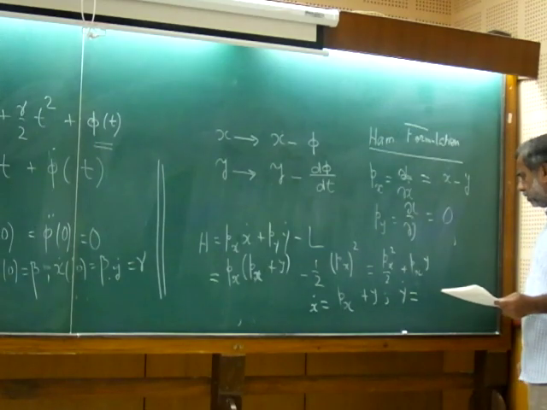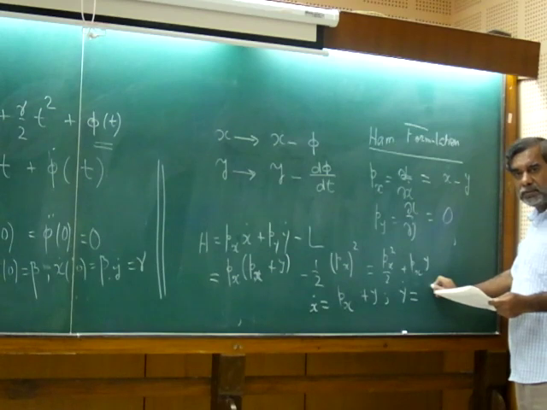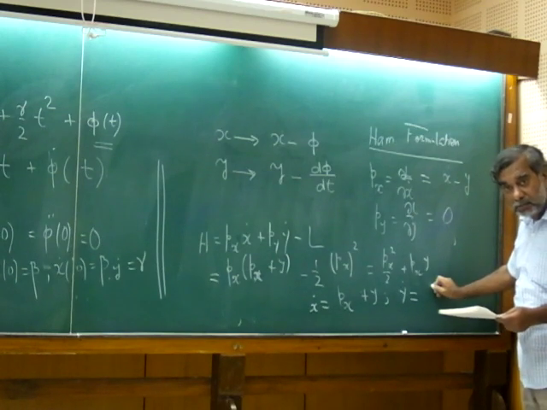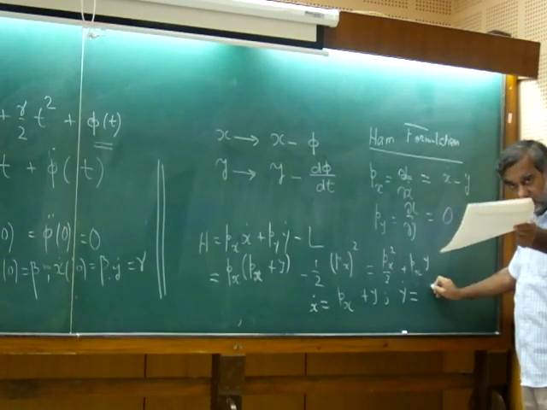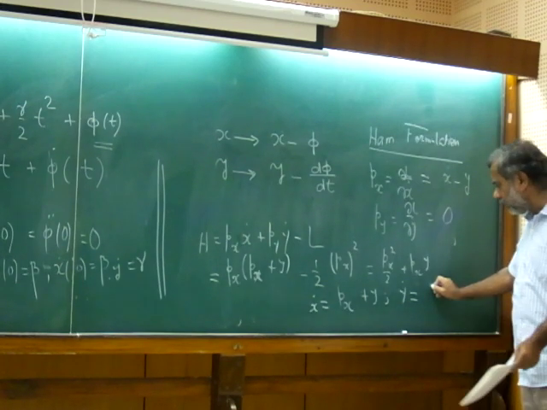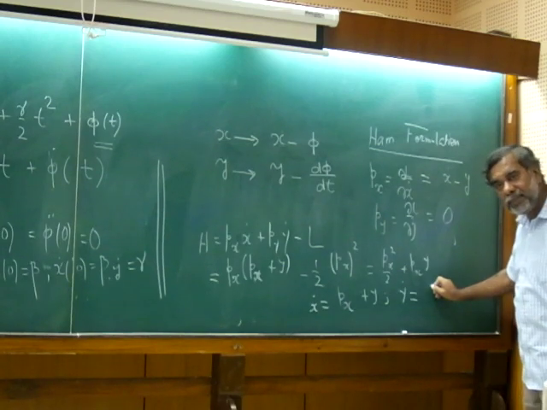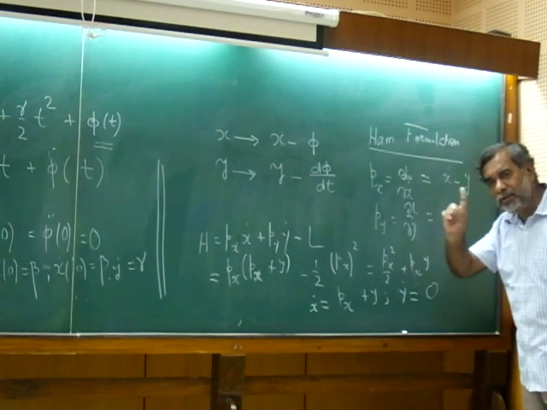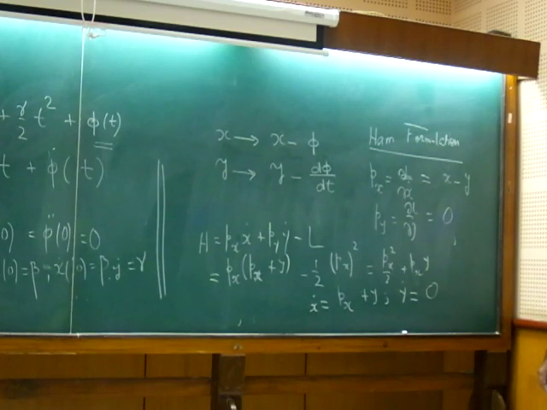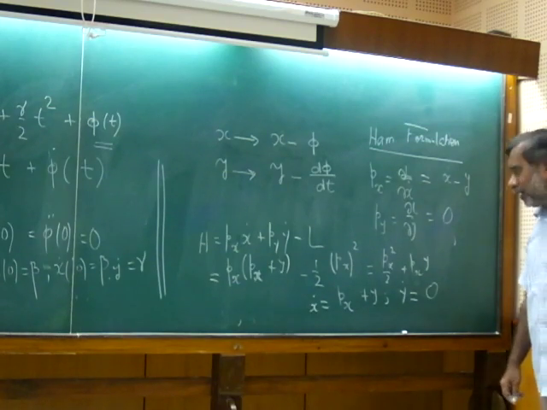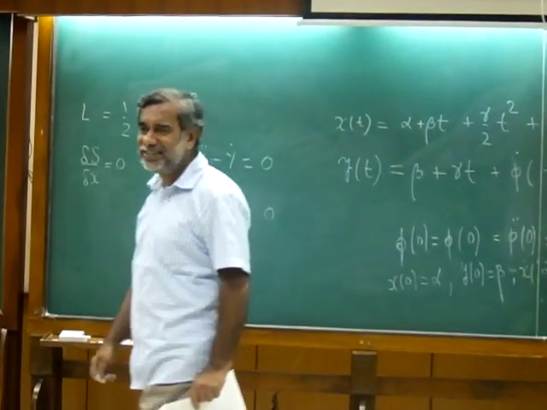What is y dot? Next one. What is y dot? 0. Finished. But you see, now you are in more trouble. Y dot is 0. Here y dot is x double dot.